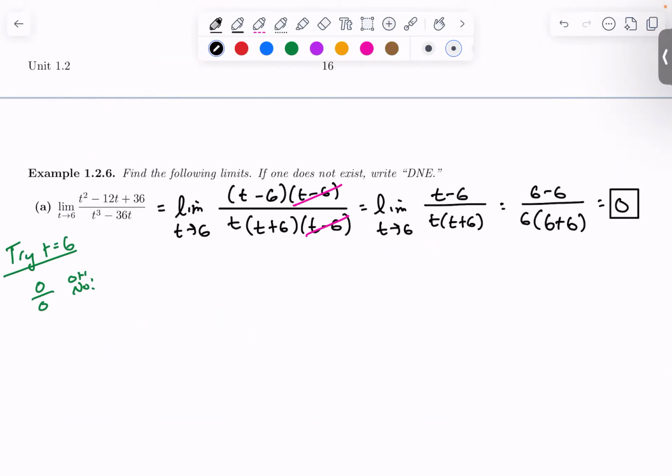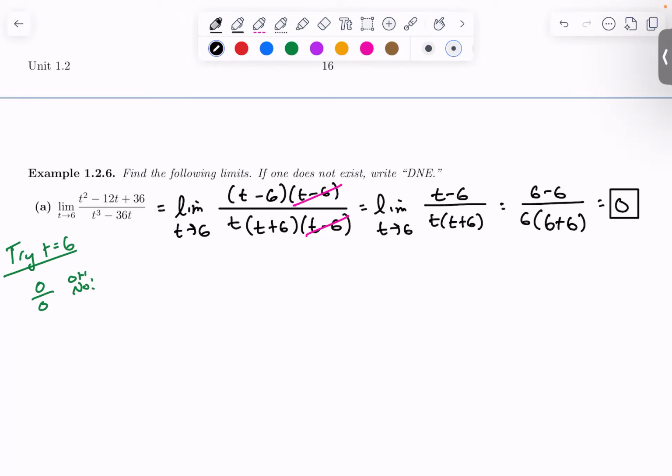That means that t minus 6 is a factor of both the numerator and the denominator. I didn't need to use that for the denominator because I saw that if I factored out a t, it was a difference of squares. That's why I've got t times t plus 6 times t minus 6. And one of the factors of t minus 6 gets canceled.